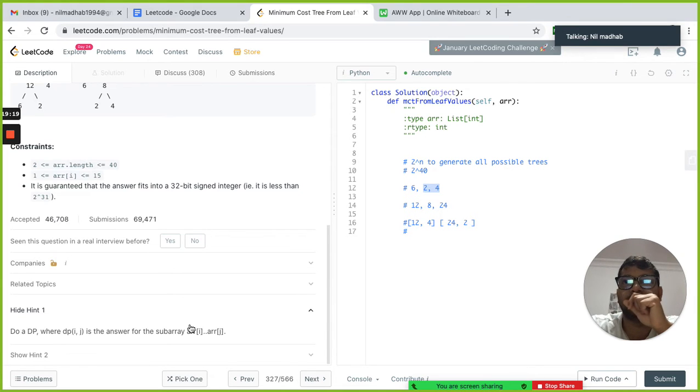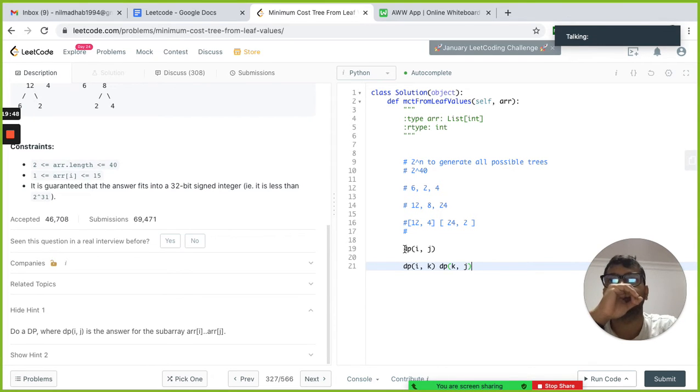How would you use this hint to solve it? If we have dp ij, how can we get the answer? Like, how can we get dp ij from dp of ik and dp of kj? What would be the relationship? So we can think that dp ik is a subtree and dp kj is a subtree. So from these subtrees we can make dp of ij.